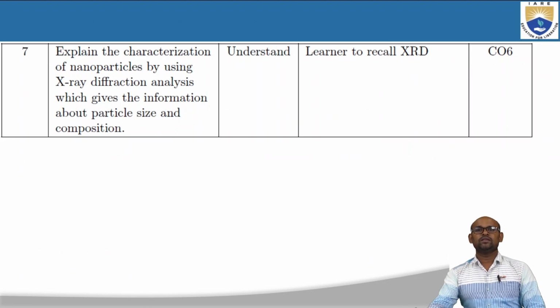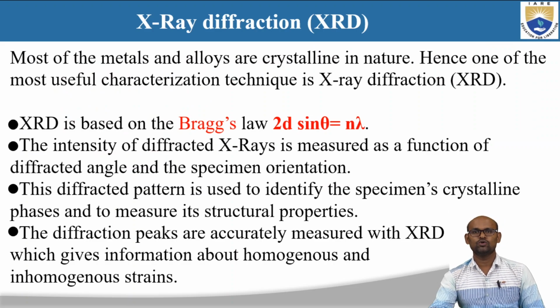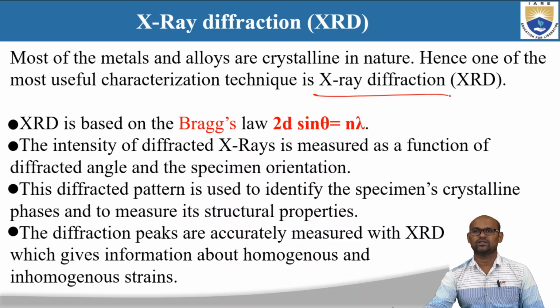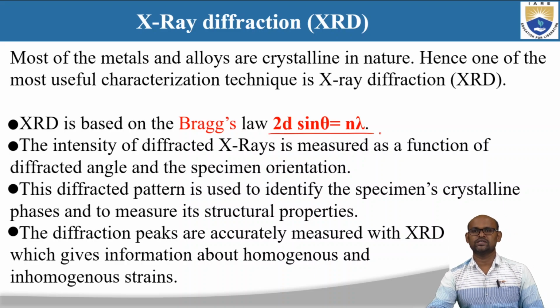Okay. So explain the characterization of nanoparticles by using X-ray diffraction analysis, which gives the information about particle size and composition. Most of the metals and alloys are crystalline in nature. So hence one of the most useful characterization techniques is X-ray diffraction. X-ray diffraction will tell us about the nature of the material, whether it is in crystalline or amorphous phase. So XRD, or X-ray diffraction, is basically based on Bragg's law, which is 2d sin theta is equal to n lambda.